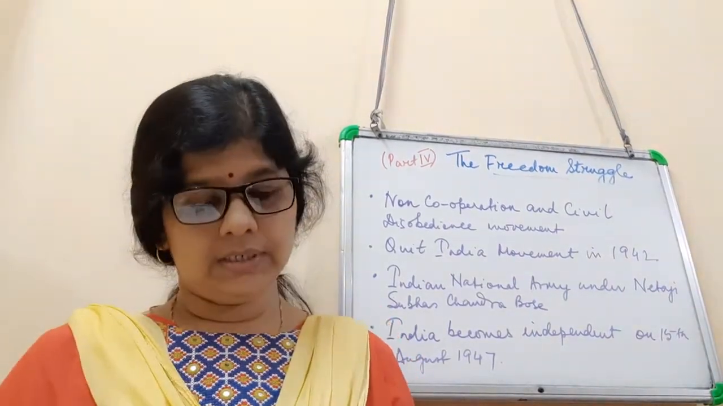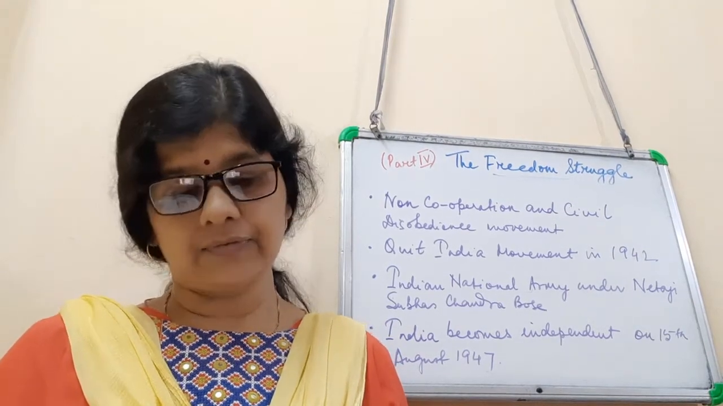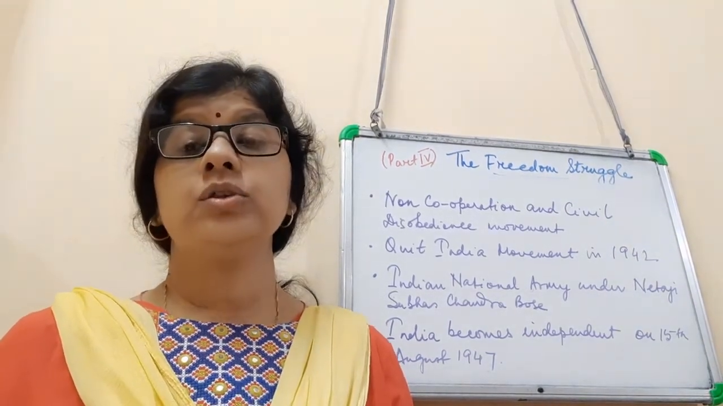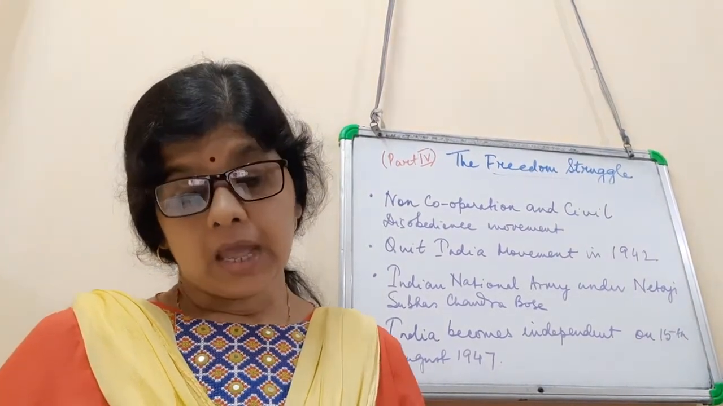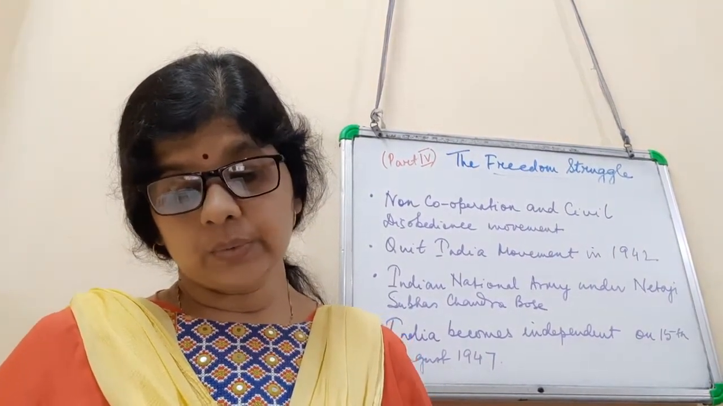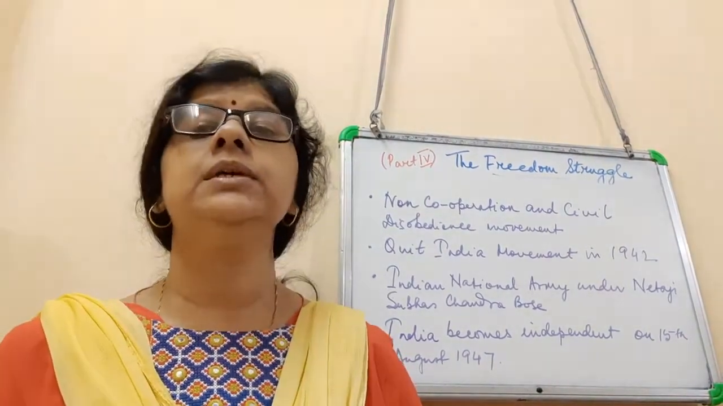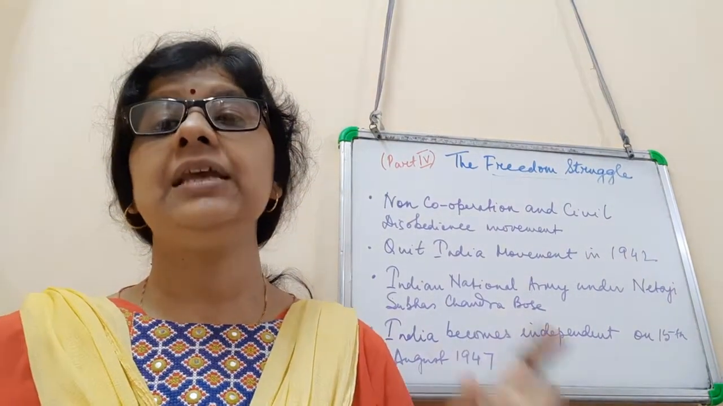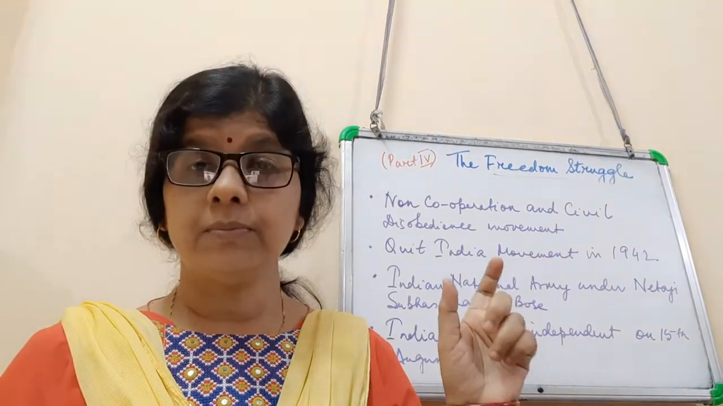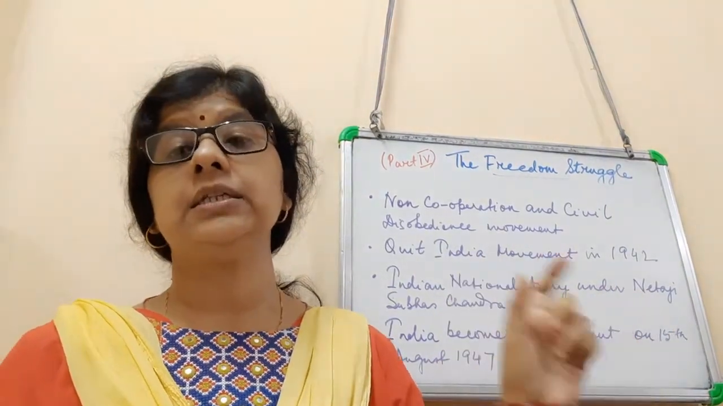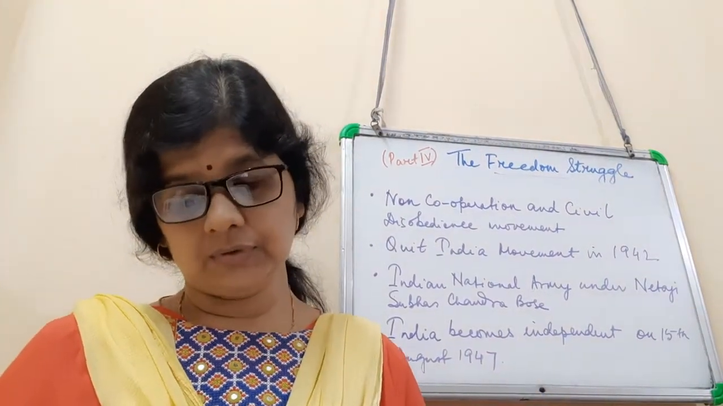Quit India movement. The Second World War broke out in 1939, and the Indians feared an attack from Japan. In 1942, the Quit India resolution was passed, demanding the British to leave India immediately. Quit India means leave India. That is, the British should quit India. And this movement was launched in 1942.